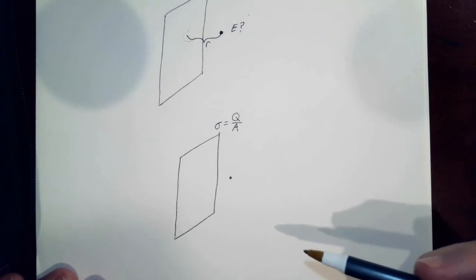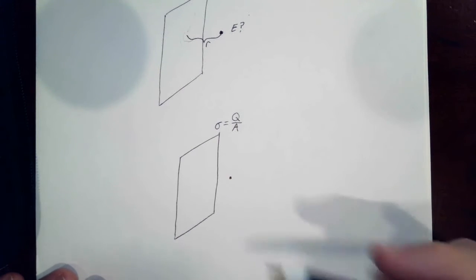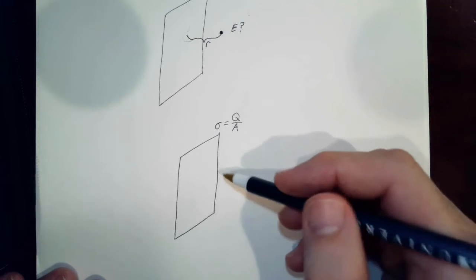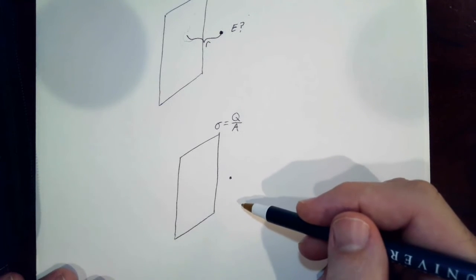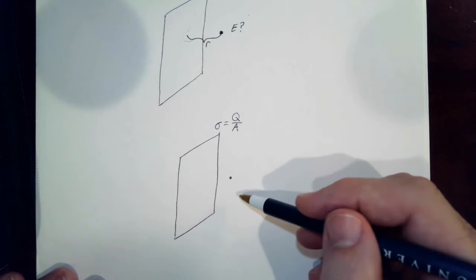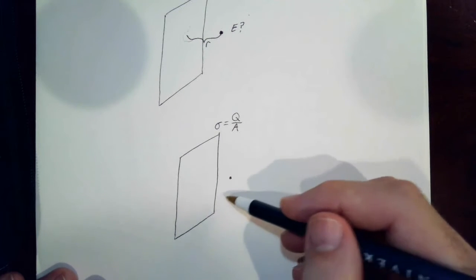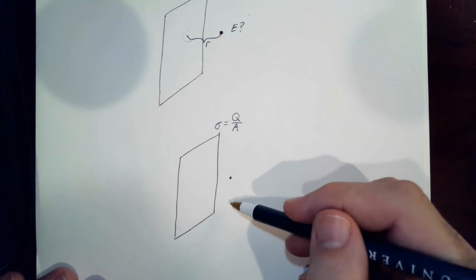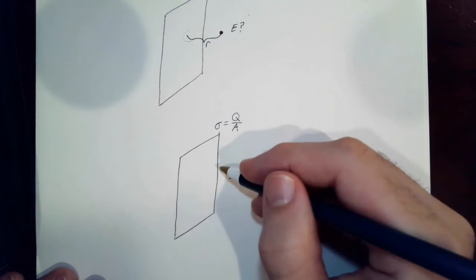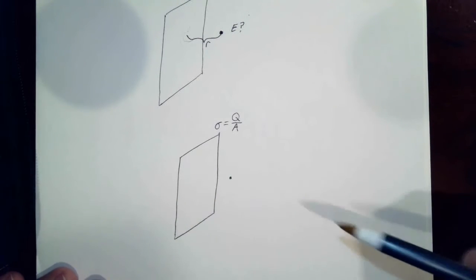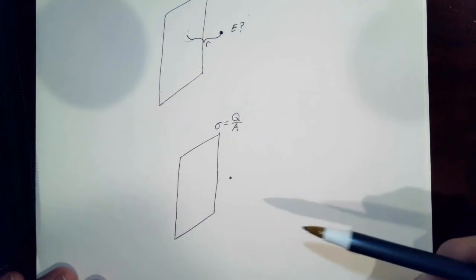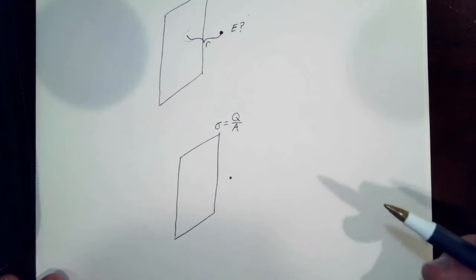Remember, a Gaussian surface is a mathematical surface. It's not a physical surface, and we can choose it however we like. And what we should see in the end is that any property of the Gaussian surface that we chose should not appear in our final equation, because the physical world doesn't care what mathematical imaginary surface we chose. So it should not appear in the final answer.